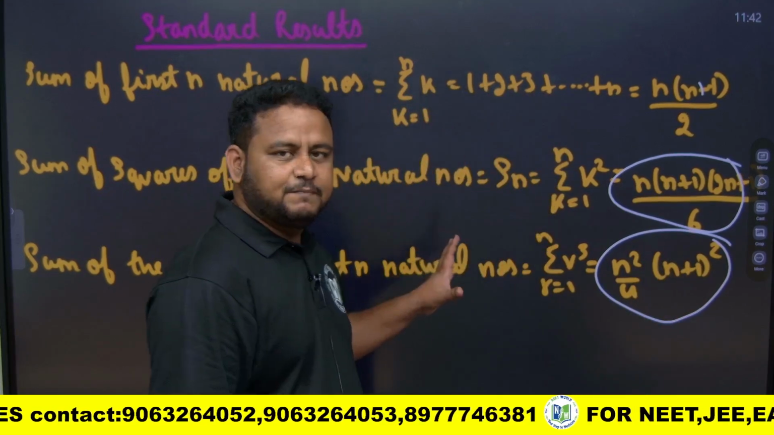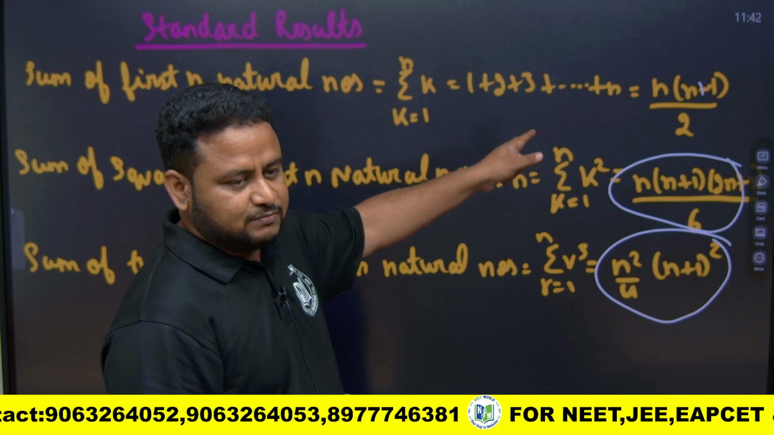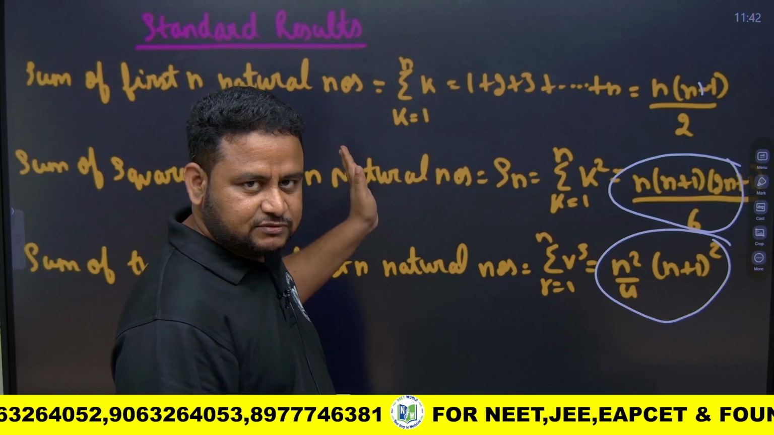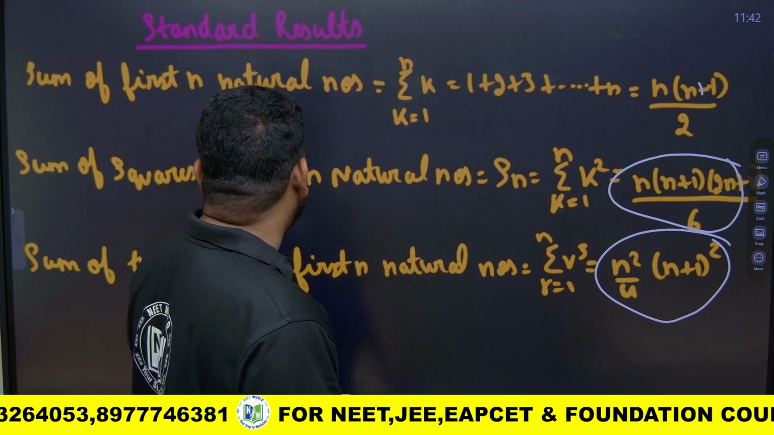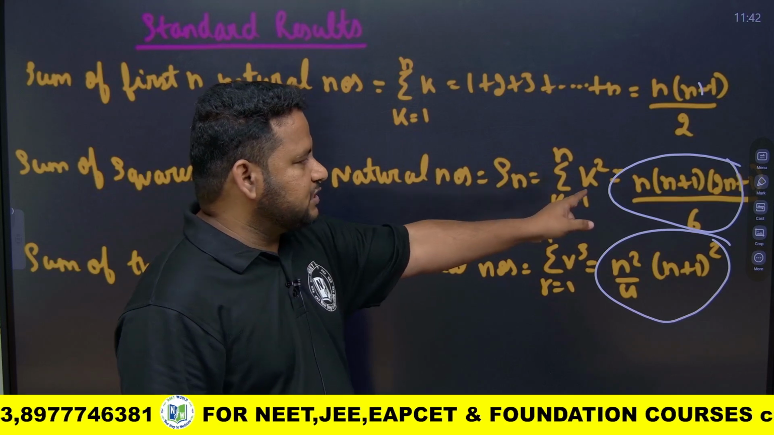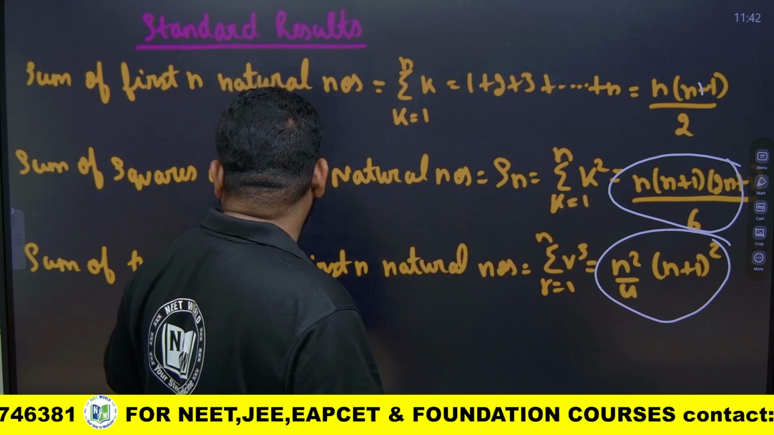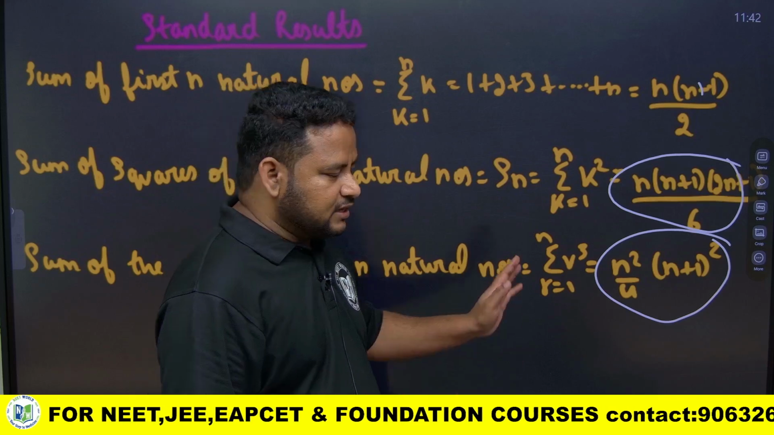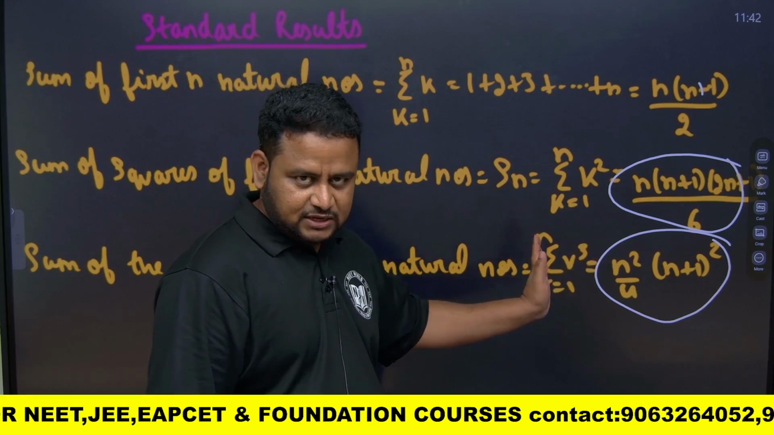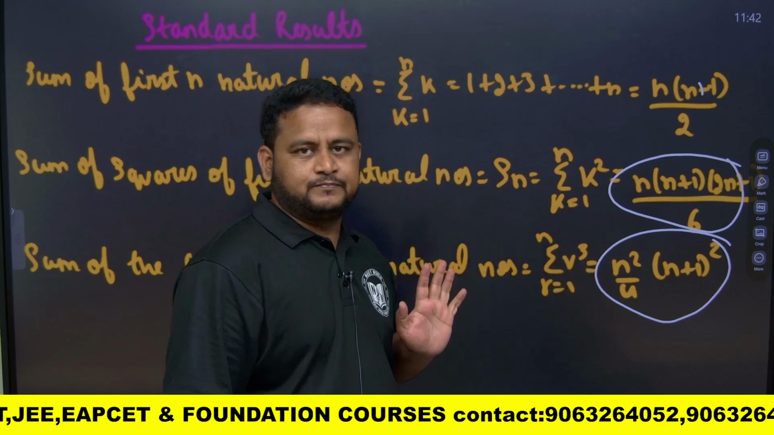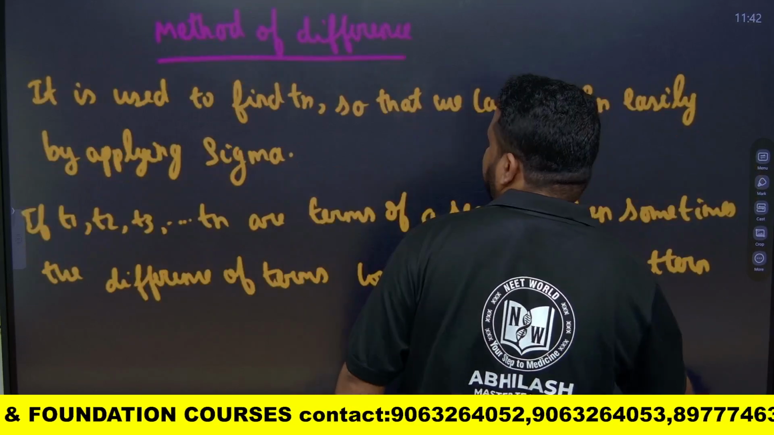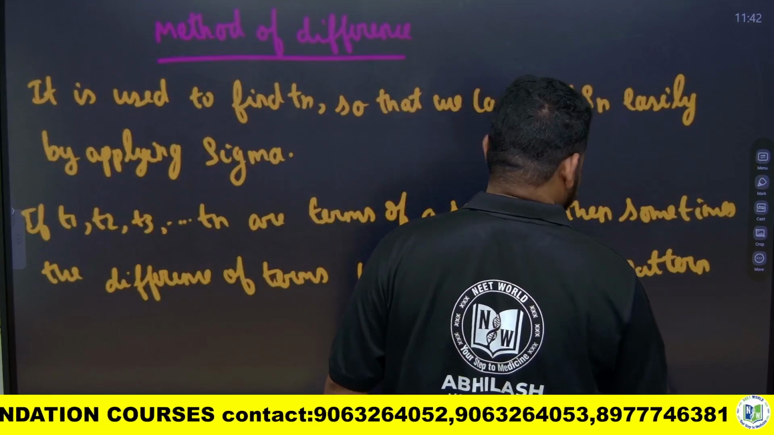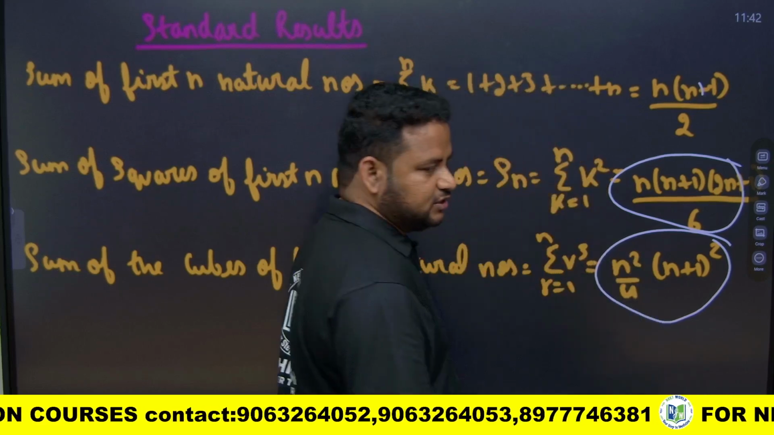Please kindly remember all the three results: n into n plus 1 by 2, sum of n natural numbers; sum of squares of first n natural numbers is n into n plus 1 into 2n plus 1 by 6; sum of cubes of first n natural numbers is n square into n plus 1 whole square by 4. This is how you have to remember this. That's it, friends. Next, method of difference. This is removed from the syllabus, so you need not worry about that.